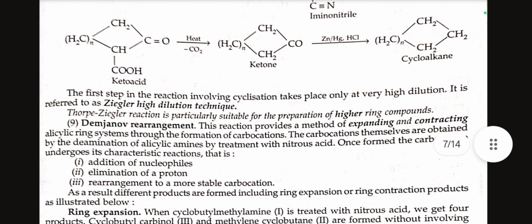The first step in the reaction involving cyclization takes place only at very high dilution. It is referred to as Ziegler high dilution technique. Thorpe-Ziegler reaction is particularly suitable for the preparation of higher ring compounds.